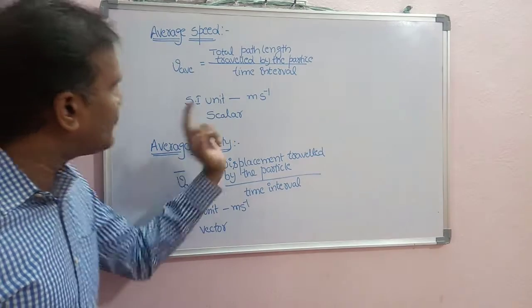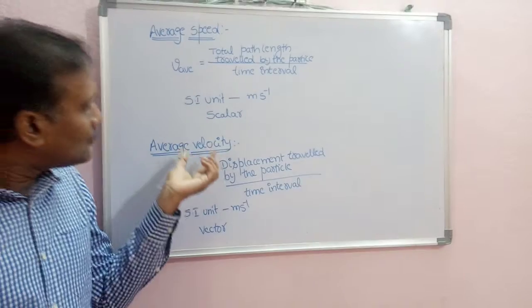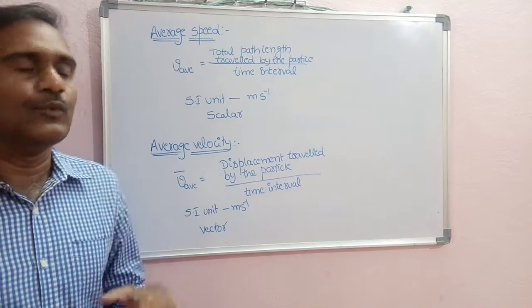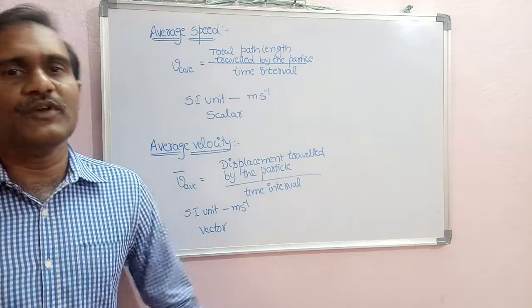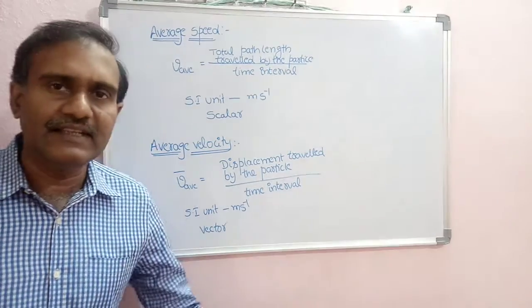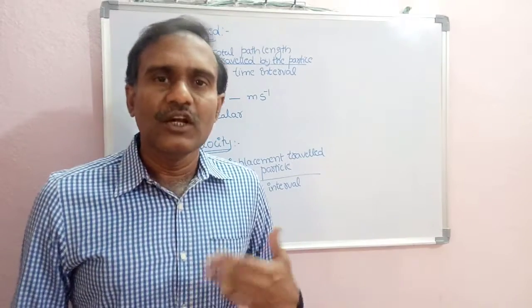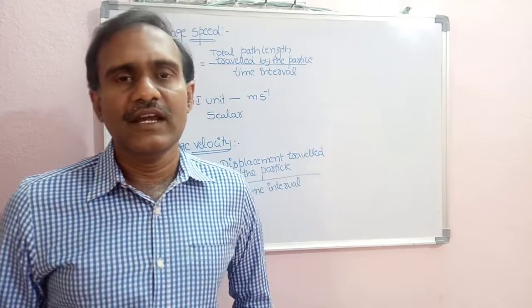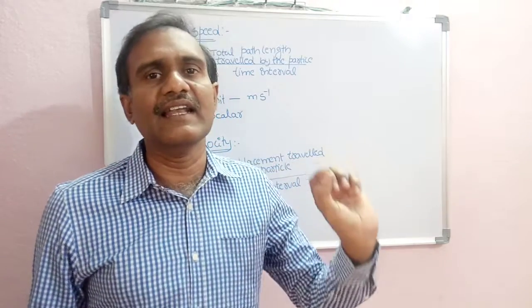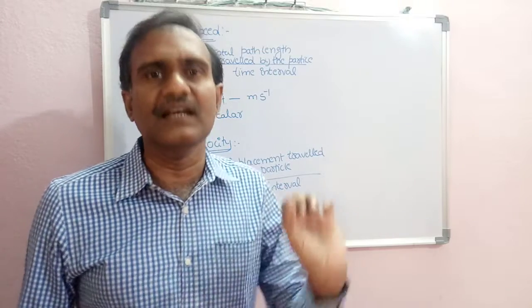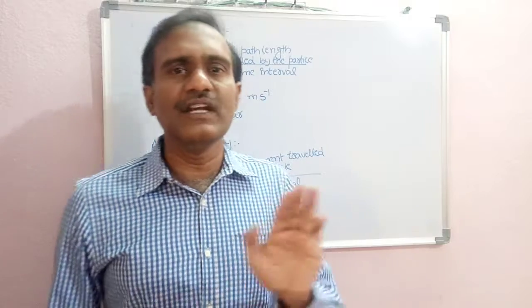To calculate the average speed, we do not need the direction. But to calculate the average velocity, we need both magnitude and direction. To indicate the speed of an object, we do not indicate the direction of motion of that object. But to indicate the velocity of the object, we need the direction. That means we must specify the direction in order to indicate the velocity. Remember that.